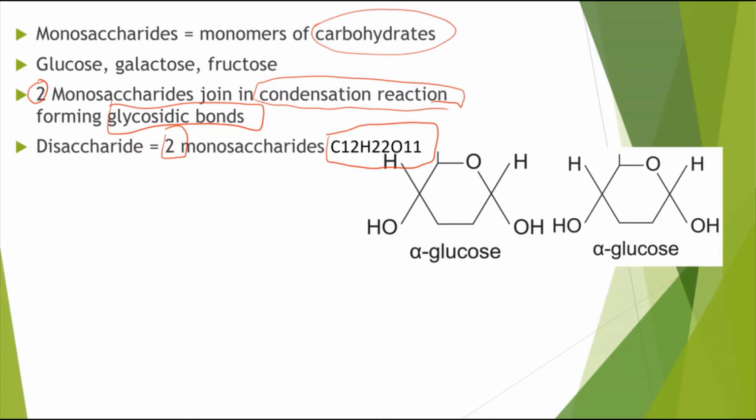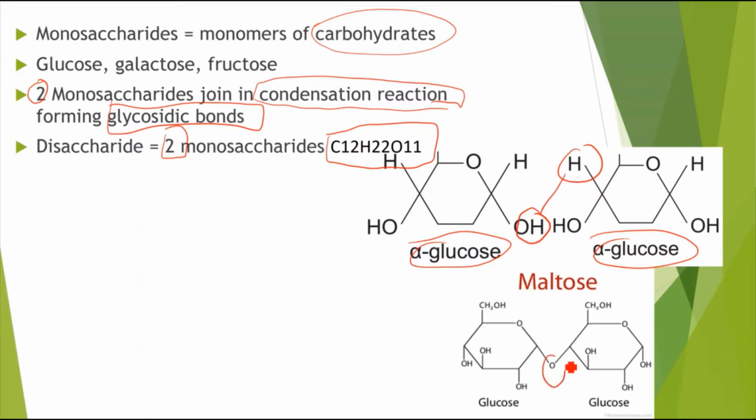So in this example, you have two alpha glucose joining together. What happens is the OH group from one alpha glucose and the H from the other alpha glucose turn into a water molecule, and that's how a glycosidic bond is formed between the two monosaccharides.